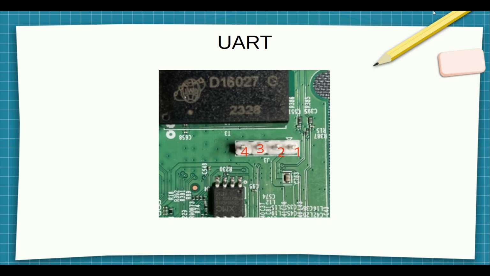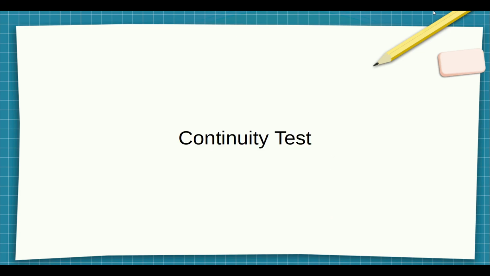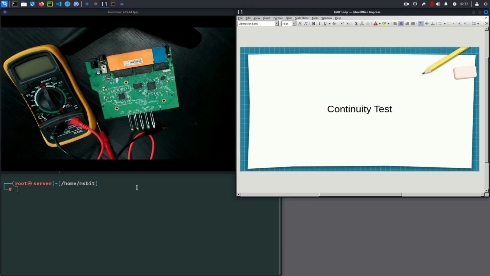Okay, how can we do that? That leads us to the concept of continuity test. Okay, what is a continuity test? Originally, the continuity test was used to verify the integrity of the cables. What that means is, if you want to check whether a cable is able to send or receive signals, then we use this continuity test.